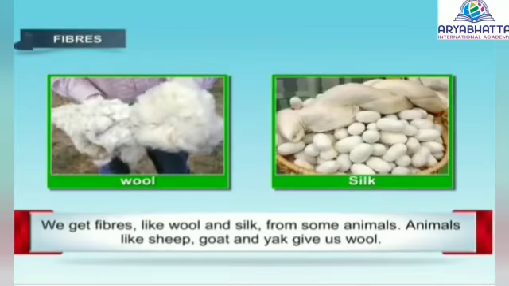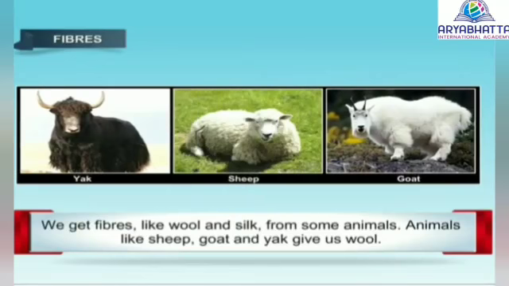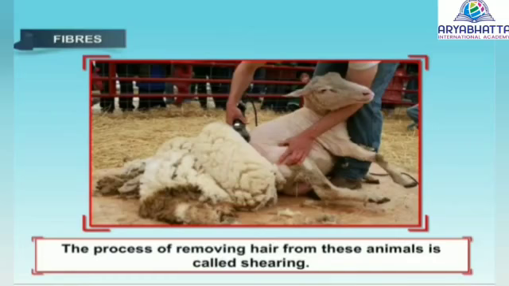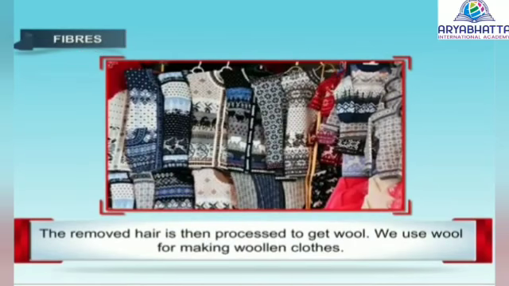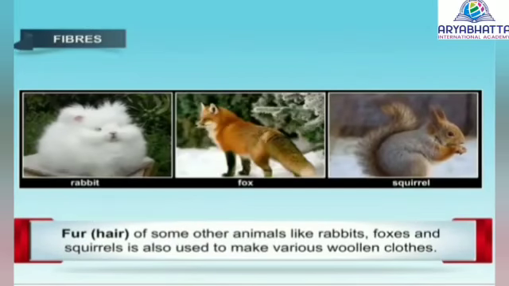Fibers. We get fibers like wool and silk from some animals. Animals like sheep, goat and yak give us wool. The process of removing hair from these animals is called shearing. The removed hair is then processed to get wool. We use wool for making woolen clothes. Fur, hair of some other animals like rabbits, foxes and squirrels is also used to make various woolen clothes.